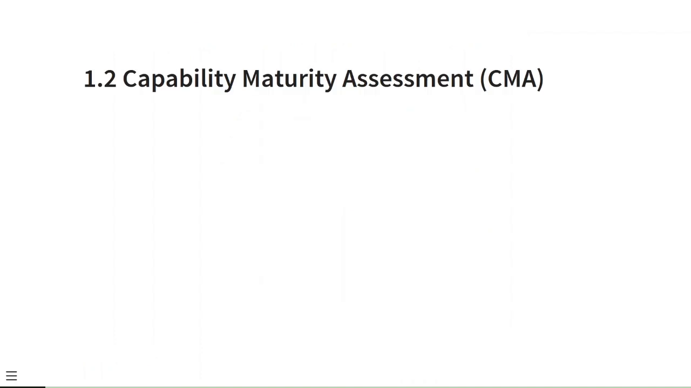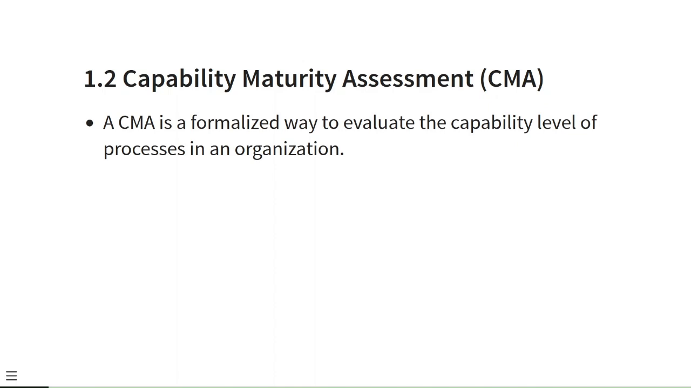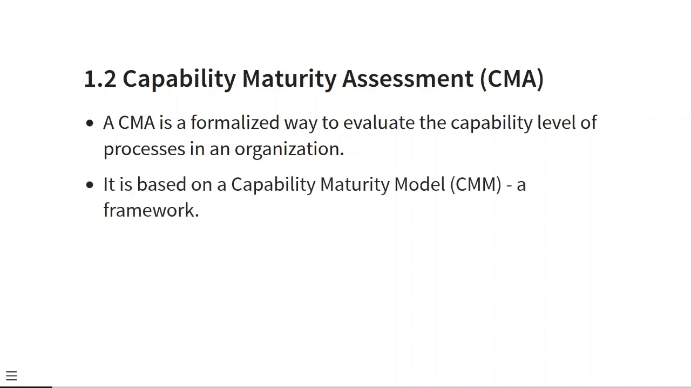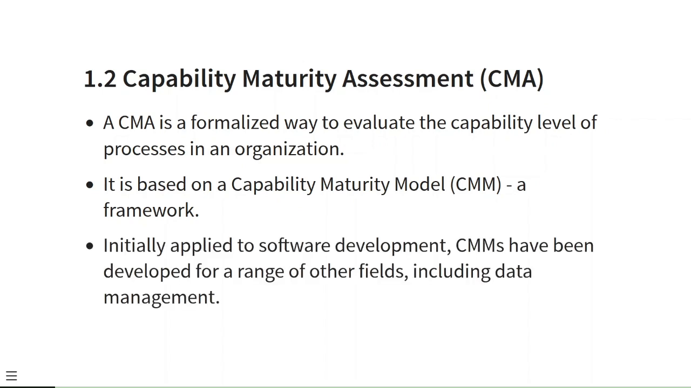A capability maturity assessment, or a CMA, is a formalized way to evaluate the capability level of processes in an organization. A CMA is based on a capability maturity model, a CMM. It can also be called a framework. And CMMs were initially applied to software development, but have been developed for a range of other fields, including data management.